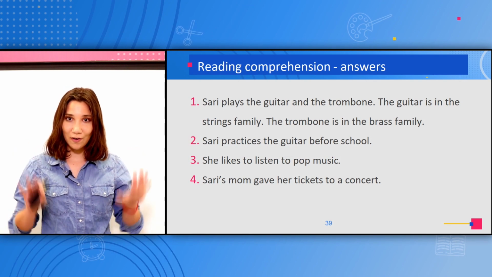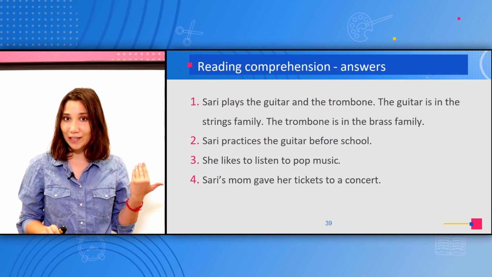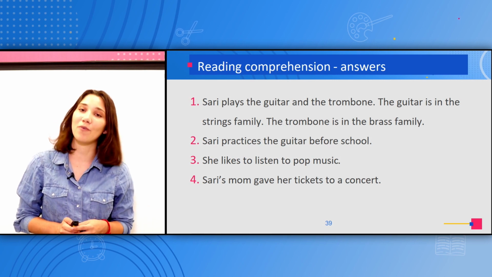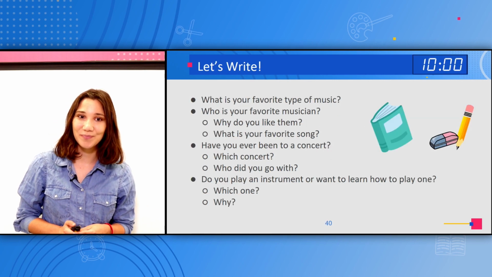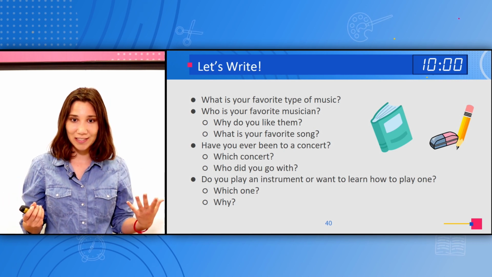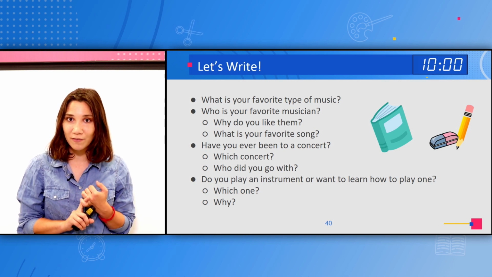So again, read over your answers, see how you did. You can go back and look at the story if you want, but we have one more activity before we are done with the lesson. Our last activity is a writing exercise. I want you to write about what your favorite type of music is.